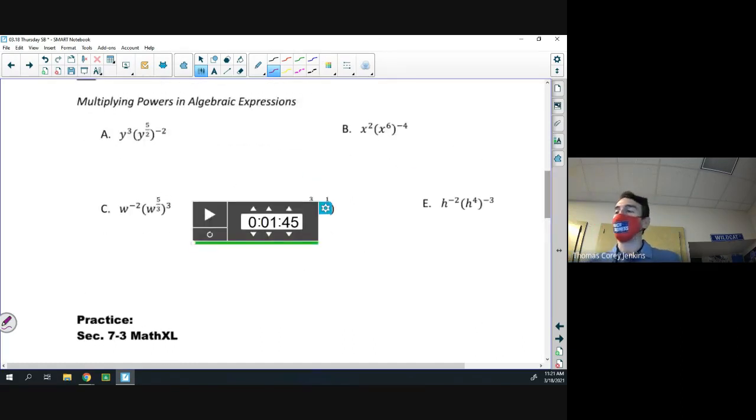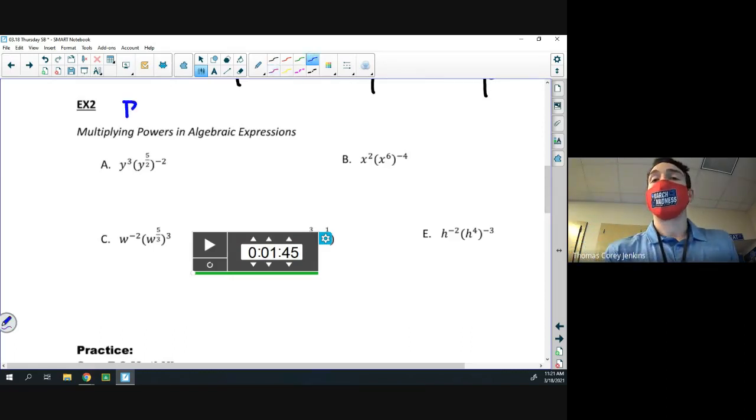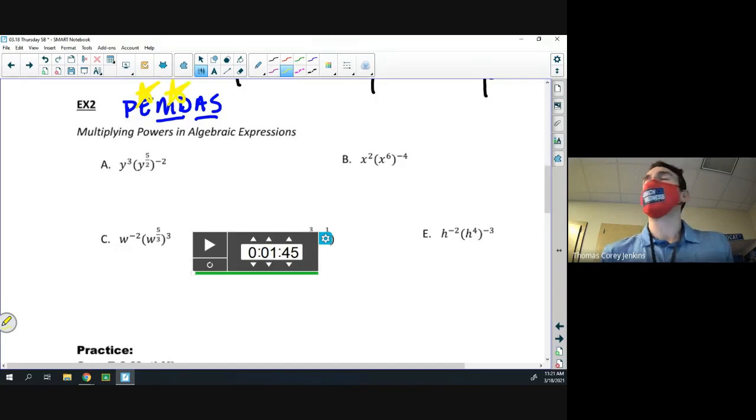All right, so looking at the next example, the key to this one is to remember our order of operations. We usually think about PEMDAS, and the big reminder is that we want to do exponents before multiplication or division. So looking at example 2A, it says y cubed times y to the 5 halves raised to the power of -2.